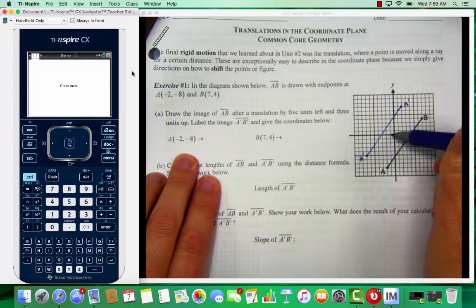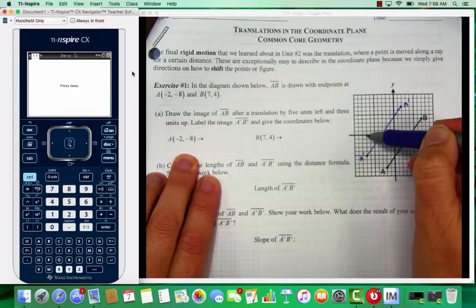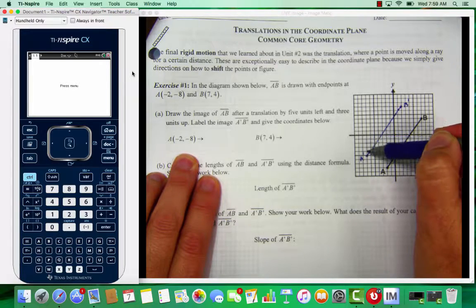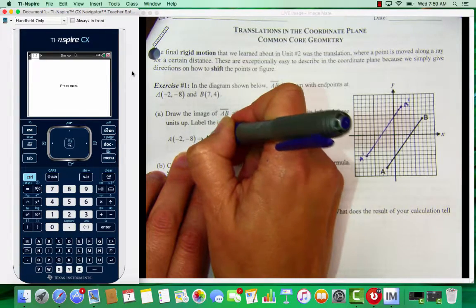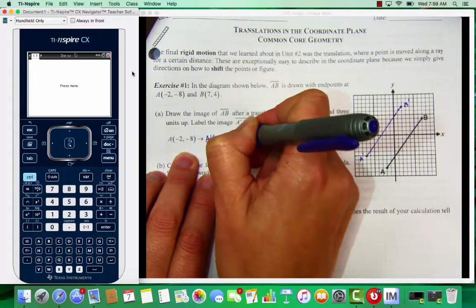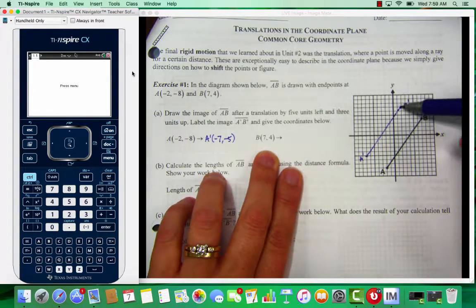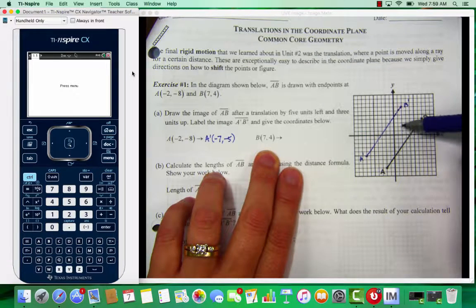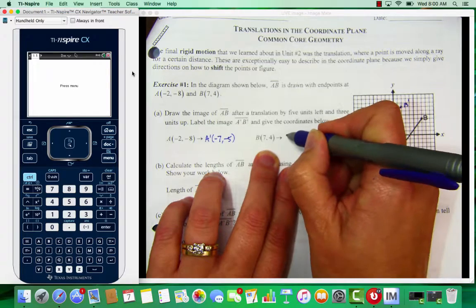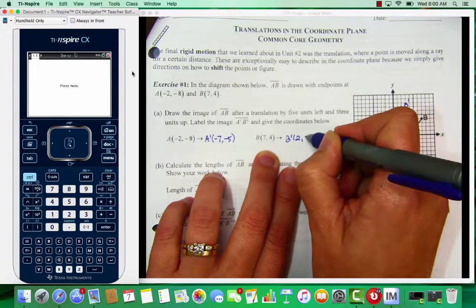So A prime ended up at the point negative 1, 2, 3, 4, 5, 6, 7, and then negative 1, 2, 3, 4, 5. So A prime is at negative 7, negative 5. And then for B, B ended up over here at the point 2, 1, 2, 3, 4, 5, 6, 7. So B prime is the point 2, 7.